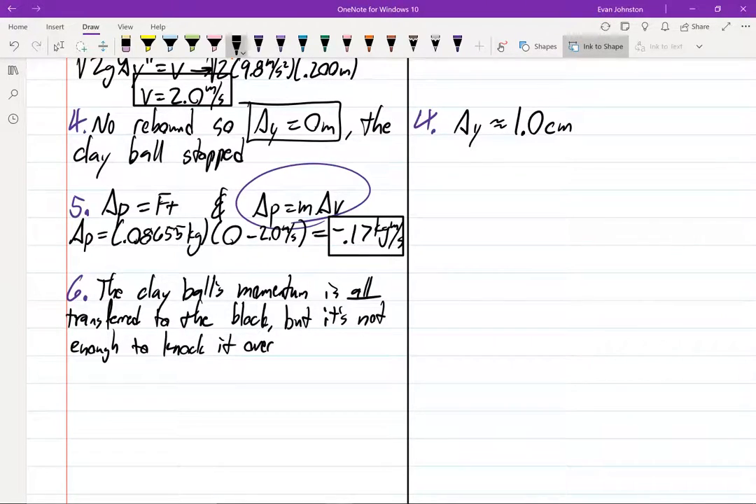All right, it's really just not. Unfortunately, it's not enough to knock the thing over. So that's it. Pretty simple.